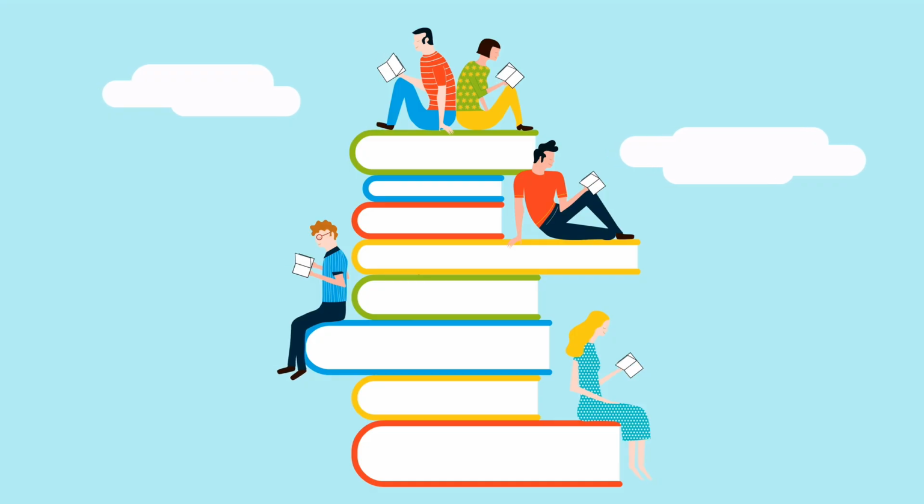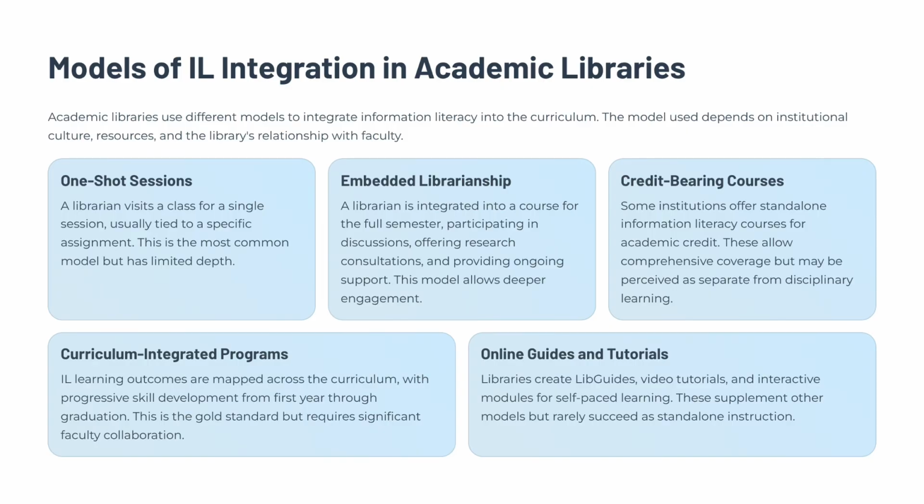This allows for much richer engagement, but it's resource-intensive. A librarian can only be embedded in so many courses. Some institutions offer credit-bearing information literacy courses, standalone courses that students take for academic credit. These allow comprehensive, in-depth coverage. The downside is that students sometimes perceive them as separate from their real coursework, and not all institutions have the curricular space or political will to offer them.